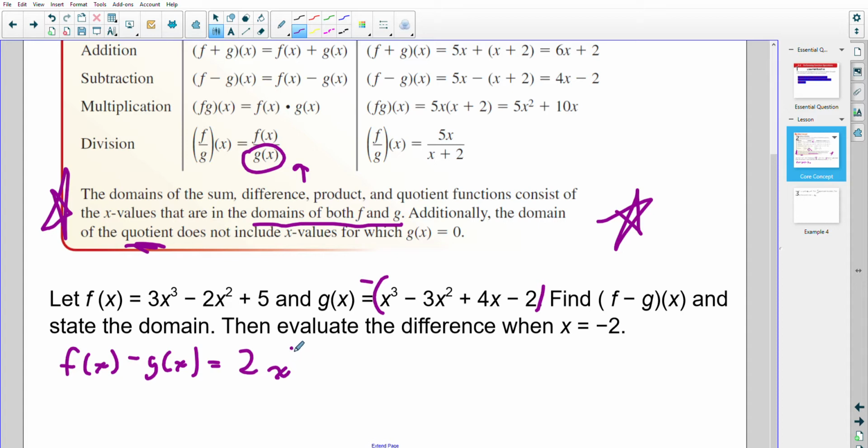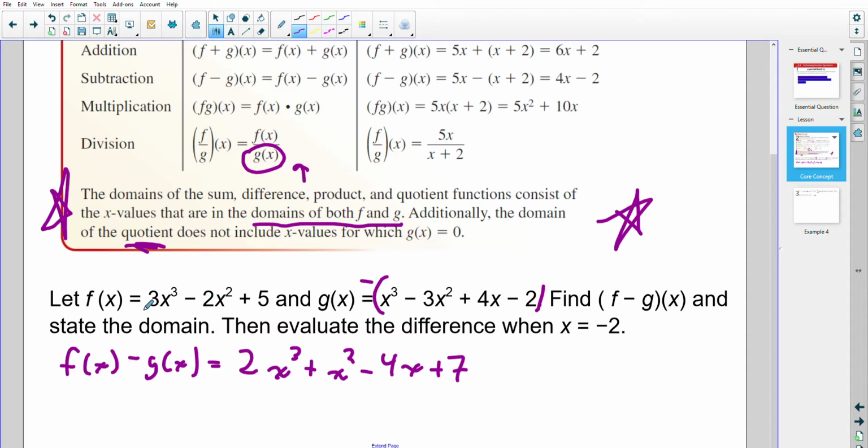2x cubed, let's see, negative 2x squared plus 3x squared is plus x squared. Again, distributing that negative through, this is going to be minus 4x because there is no x term. And then 5 plus 2 is plus 7. That's the first question. State the domain.